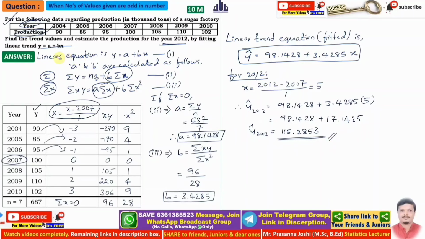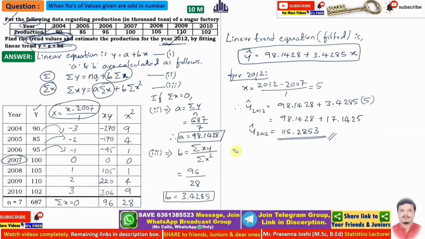Now, what further is asked in the question? Once again we can observe what was given: find the trend values and estimate the production for 2012 by fitting a linear trend equation. Fitting of this linear trend equation is completed, and for 2012 also we have calculated. Now these trend values need to be calculated. Trend values calculation means that for all these years, the transformed x values are to be substituted in this fitted linear equation one by one in place of this particular x.